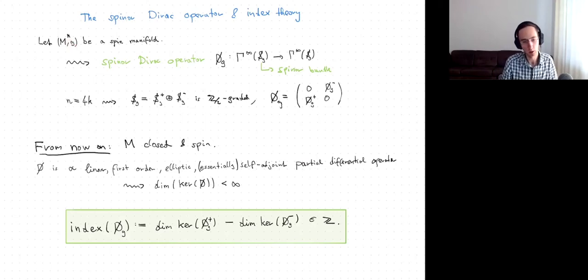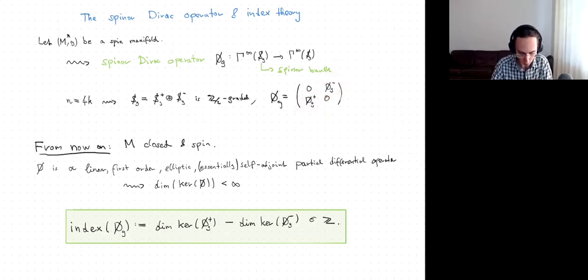Now we assume in this part that M is also closed. Then D has very nice properties. In particular, it's a self-adjoint Fredholm operator, and particularly the dimension of the kernel of this operator is finite. Since it's self-adjoint, it doesn't have an index, but you can exploit this algebraic symmetry to extract an index by basically taking the index of one half of the operator. Or in other words, you define the index of your operator as the dimension of the kernel of the one part minus the dimension of the kernel of the other part. And that is some integer.